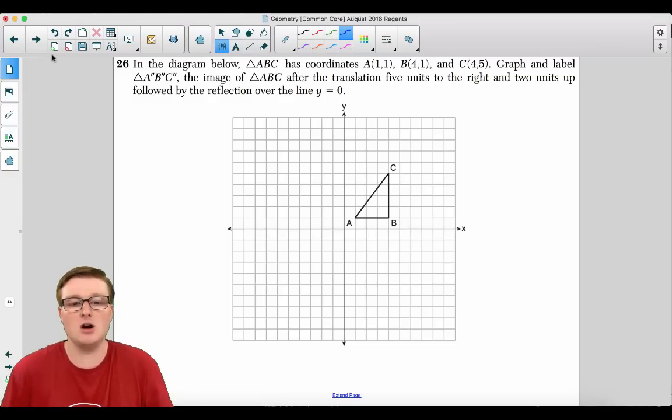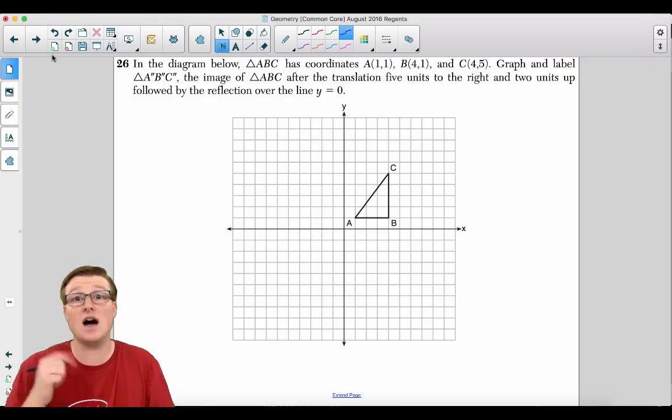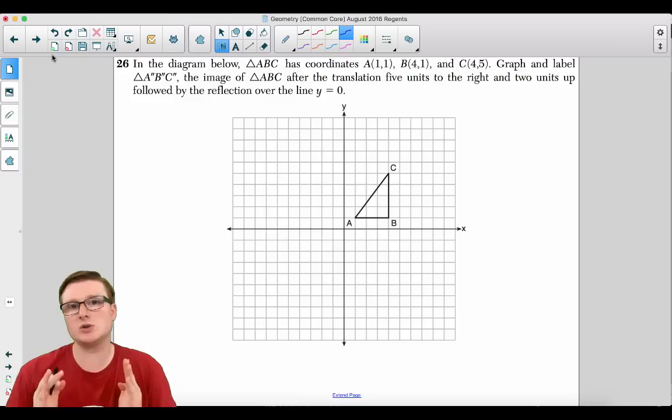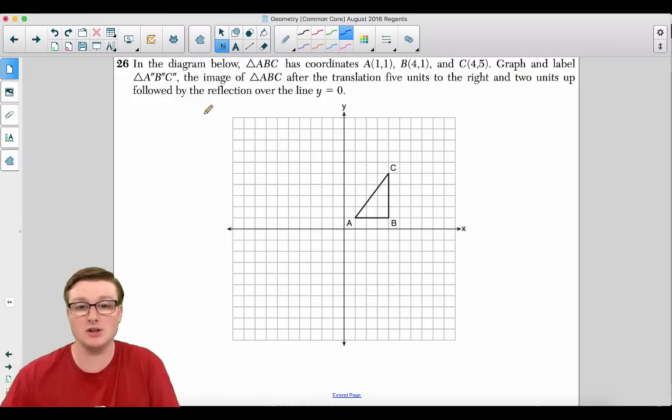In the diagram below, triangle ABC has coordinates A(1,1), B(4,1), and C(4,5). Graph and label triangle A double prime, B double prime, C double prime, the image of triangle ABC after a translation 5 units to the right and 2 units up, followed by a reflection over the line y equals 0. The first thing that we're going to do is translate it 5 to the right and 2 up. So let's do that right now.